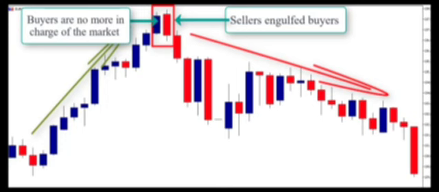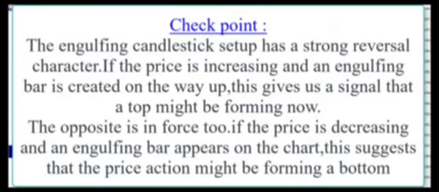The engulfing candlestick setup has a strong reversal character. If the price is increasing and an engulfing bar is created on the way up, this gives us a signal that a top might be forming now. The opposite is in force too. If the price is decreasing and an engulfing bar appears on the chart, this suggests that the price action might be forming a bottom.